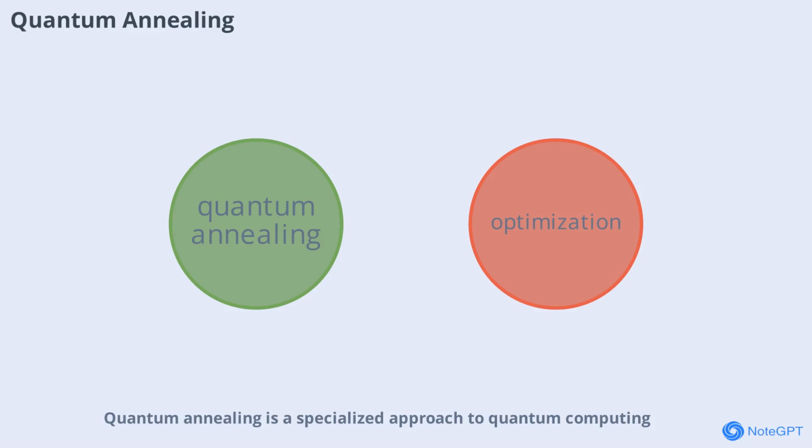Quantum annealing is a specialized approach to quantum computing, used for solving optimization problems. Companies like D-Wave have developed quantum annealers that can tackle complex tasks like scheduling and logistics. While different from universal quantum computers, quantum annealers offer practical benefits for certain applications. In the next scene, we'll look at other types of quantum hardware.